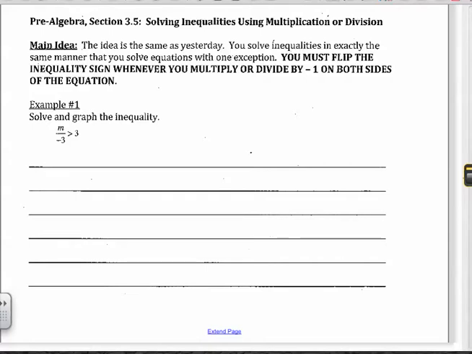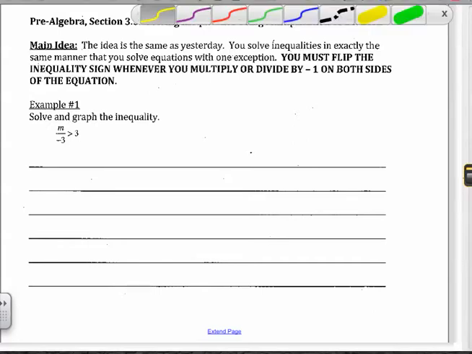Okay? But let's look at this. Let's see how this works. This first thing says, solve and graph the inequality. You guys know that I like to have things in my own handwriting. So I'm going to do m over negative 3 is greater than 3. Okay? Now, what do I want to get rid of, Leah? Right, and m is being divided by negative 3, right? So how do I get rid of the negative 3? I'm multiplying by negative 3. Bells and whistles should be going off.